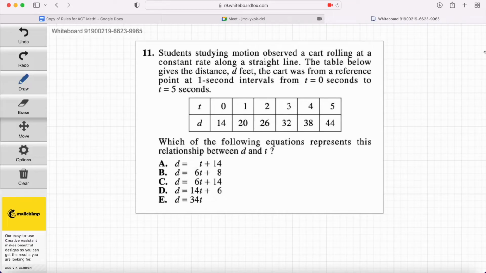What are we solving for here first? Let's start with that, Abby. What represents the relationship between d and t? D is the distance in feet of the cart from a reference point, and t is time in seconds, in 1 second intervals.